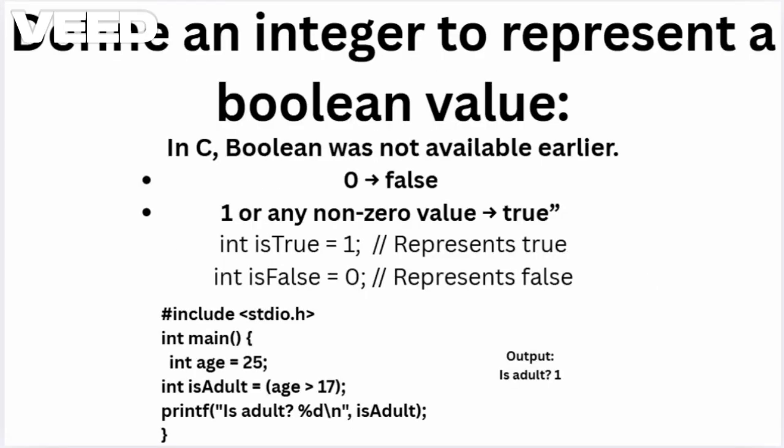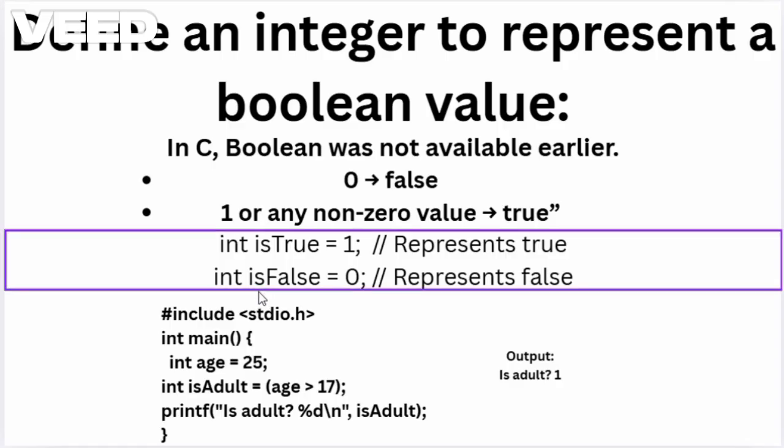We use integers to represent the Boolean type. In C, Boolean was not available earlier. We are using 0 for false, and anything other than 0 for true. Here we declare is_true with value 1 and is_false with 0.